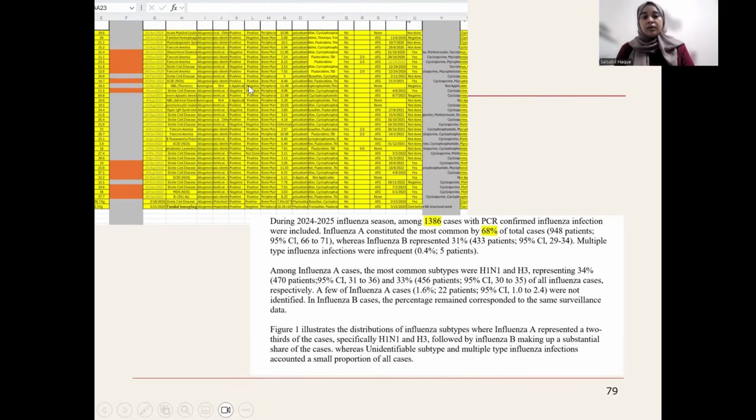However, when I sit down and interpret this information and write down a proper result section, that is going to be information. Okay, so this is data, this is information.